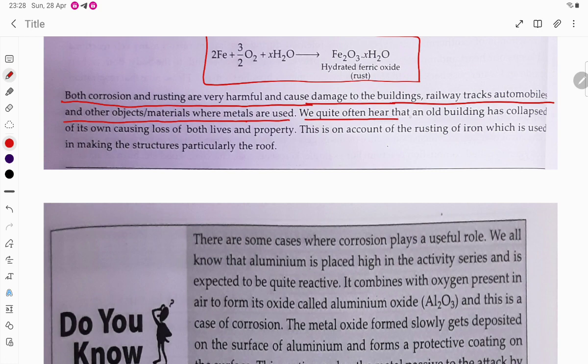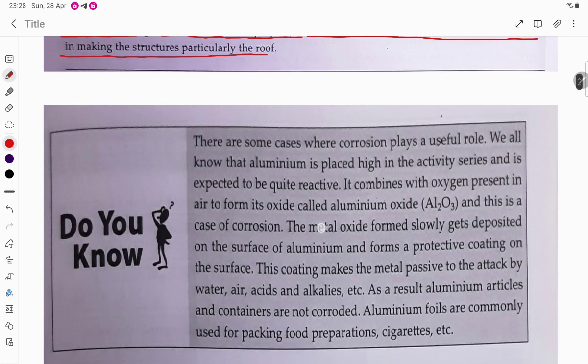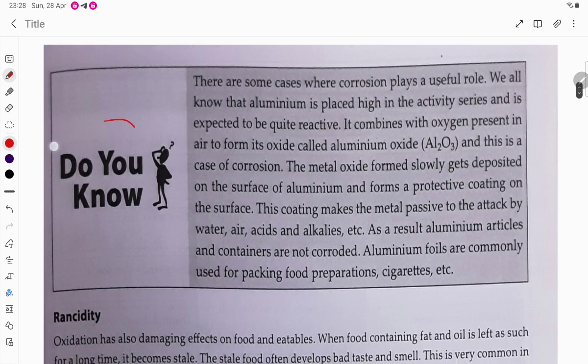We quite often hear that an old building has collapsed on its own, causing loss of both life and property. This is an example of rusting of iron, which is used in making the structures, particularly the roof. But there are some cases where corrosion plays a useful role.